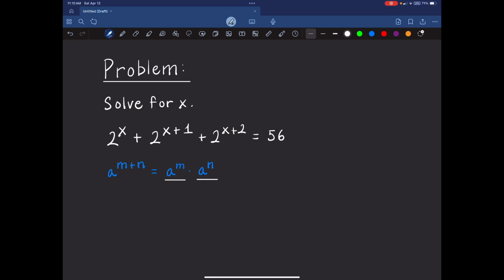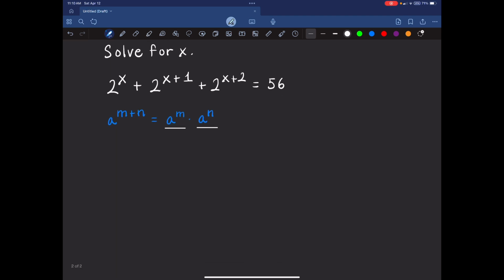So let's rewrite our equation knowing this rule. So the 2 to the x will stay the same because it does not fit our criteria for this exponent rule, but the next one does. So I'll put this in blue to highlight the change here. So here our a is 2, that's the base of our exponent, so we'll put 2. And our m is x, so we have a to the power m, that's 2 to the power x, and this is going to be multiplied by a to the power n.